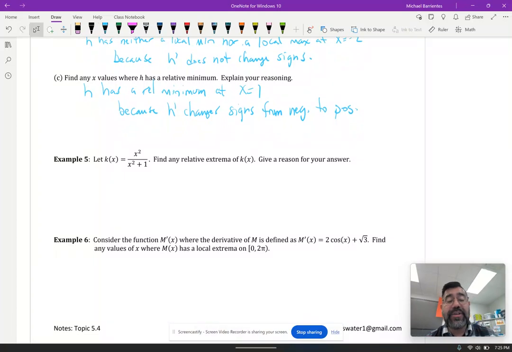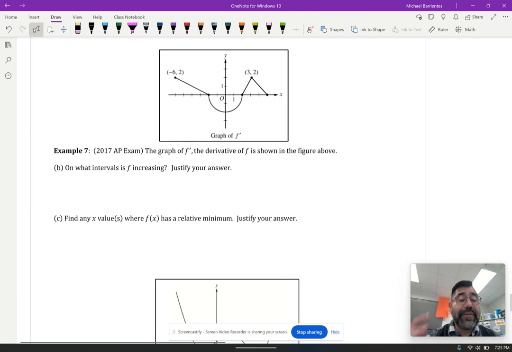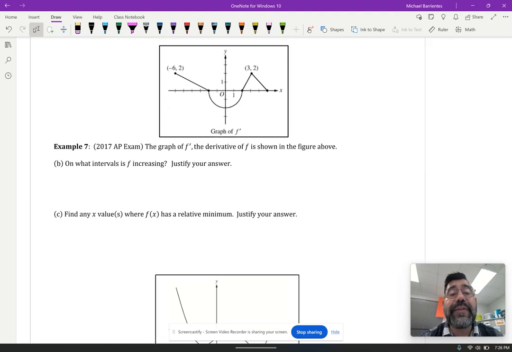So example 5 asks you to find relative extrema of that function. So you would follow the process. Example 6 also, but this time they give you the derivative. Example 7, which is straight from the AP exam, is asking you about increasing and decreasing and relative mins of the function, even though they don't give you the graph of the function. So maybe for fun, if you could do example number 7 and bring it to class for next time, we can talk about that AP problem and how it fared in 2017. Otherwise, this is the end of this section.